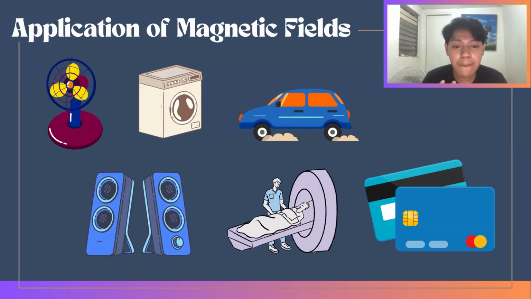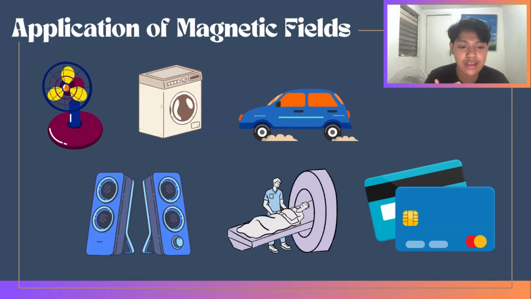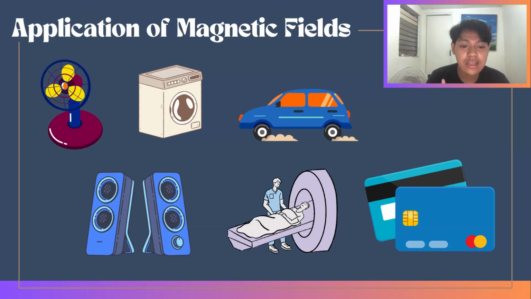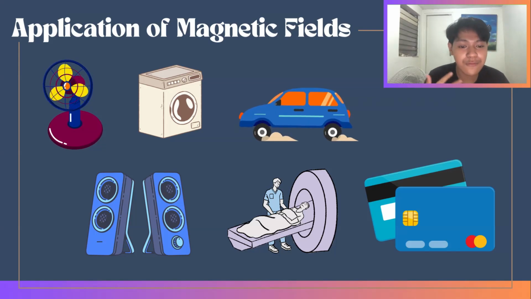In conclusion, magnetic fields are used in a lot of different things, from motors to speakers to an MRI machine, credit cards, even computers. They're really important in our daily lives, and they're a really cool example of how physics can be applied in the real world.